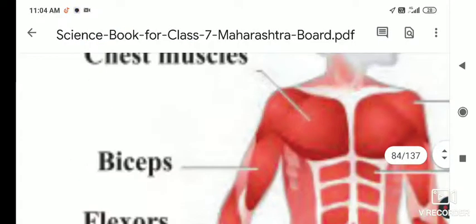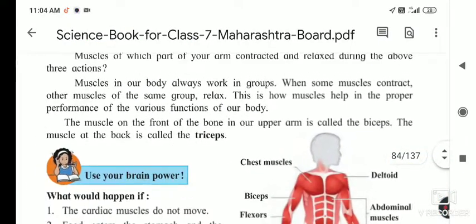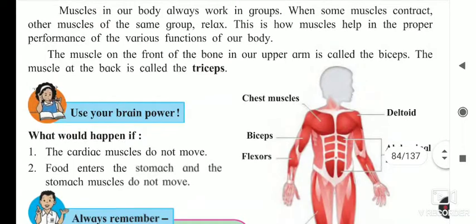So when you touch your hand to the shoulder, the biceps contract, and we see the bulge there, and the triceps relax. When you relax your hand, the biceps relax and the triceps contract. In this way, an alternate process goes on in our arm muscles. So the muscles on the front of the bone in our upper arm are called the biceps, and the muscles at the back are called the triceps.